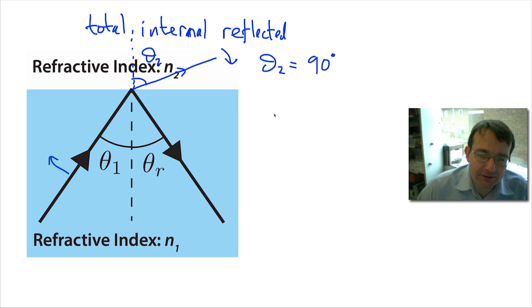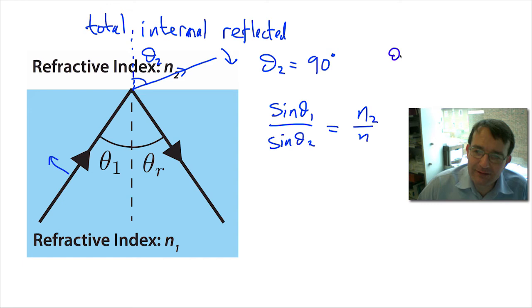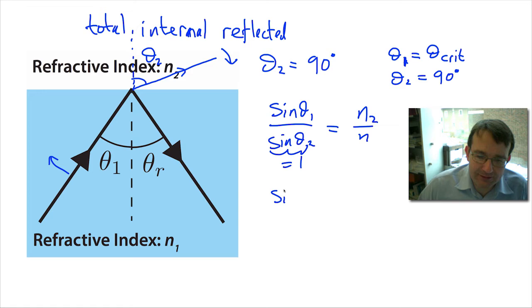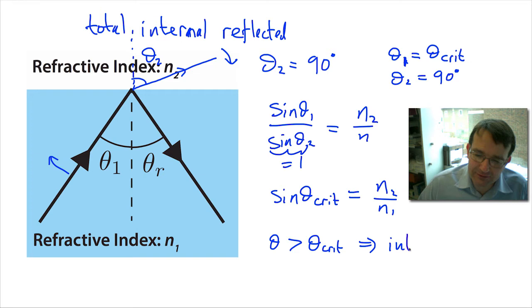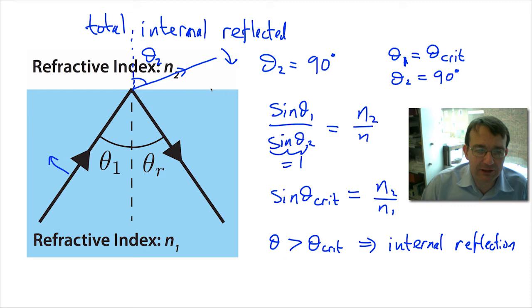So let's write down Snell's law. This is sine theta 1 over sine theta 2 equal to n2 over n1. But when theta 1 is equal to theta critical, then theta 2, the angle of refraction, is equal to 90 degrees, which means that the sine of theta 2 is equal to 1. So what we have is that the sine of the critical angle is equal to n2 divided by n1. And for theta greater than theta critical, we get this total internal reflection. So that's the condition for having internal reflection. If you're less than or equal to the critical angle, you will end up with a refracted ray that either travels along the boundary if you're right at the critical angle, or is refracted and emerges the other side of the boundary.